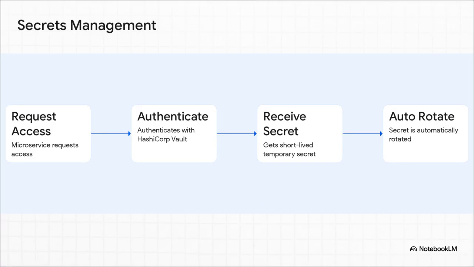Then we've got Layer 7, Secrets Management. Things like database passwords and API keys must never be hard-coded. No way. Instead, a microservice authenticates with a secure vault, like HashiCorp Vault. It receives a short-lived, temporary secret just to do its job. Because these secrets are dynamically generated and automatically rotated, even if a hacker somehow steals one, it becomes utterly useless in a matter of hours, if not minutes.